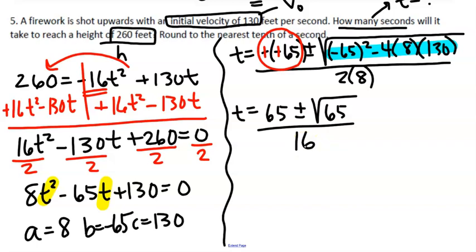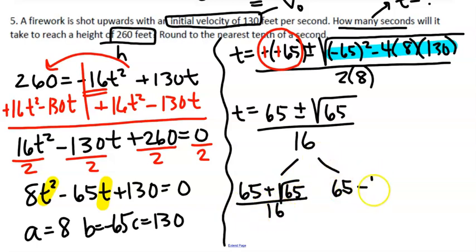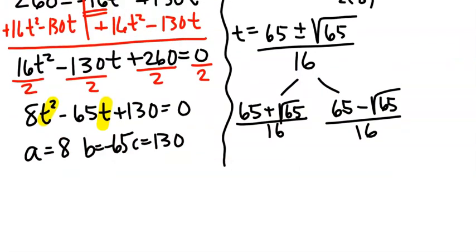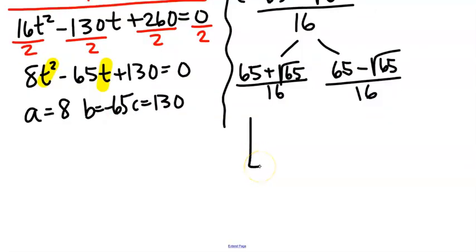Now this represents two different versions of my answer. It's a positive radical version and a negative radical version. So I'm going to split those up and then talk about them. So I have 65 plus radical 65 over 16, and then I have 65 minus radical 65 over 16. And again, I'm going to save us some time and just tell you what those answers are. The positive radical version gives me 4.6 seconds, and the negative one gives me 3.6 seconds.